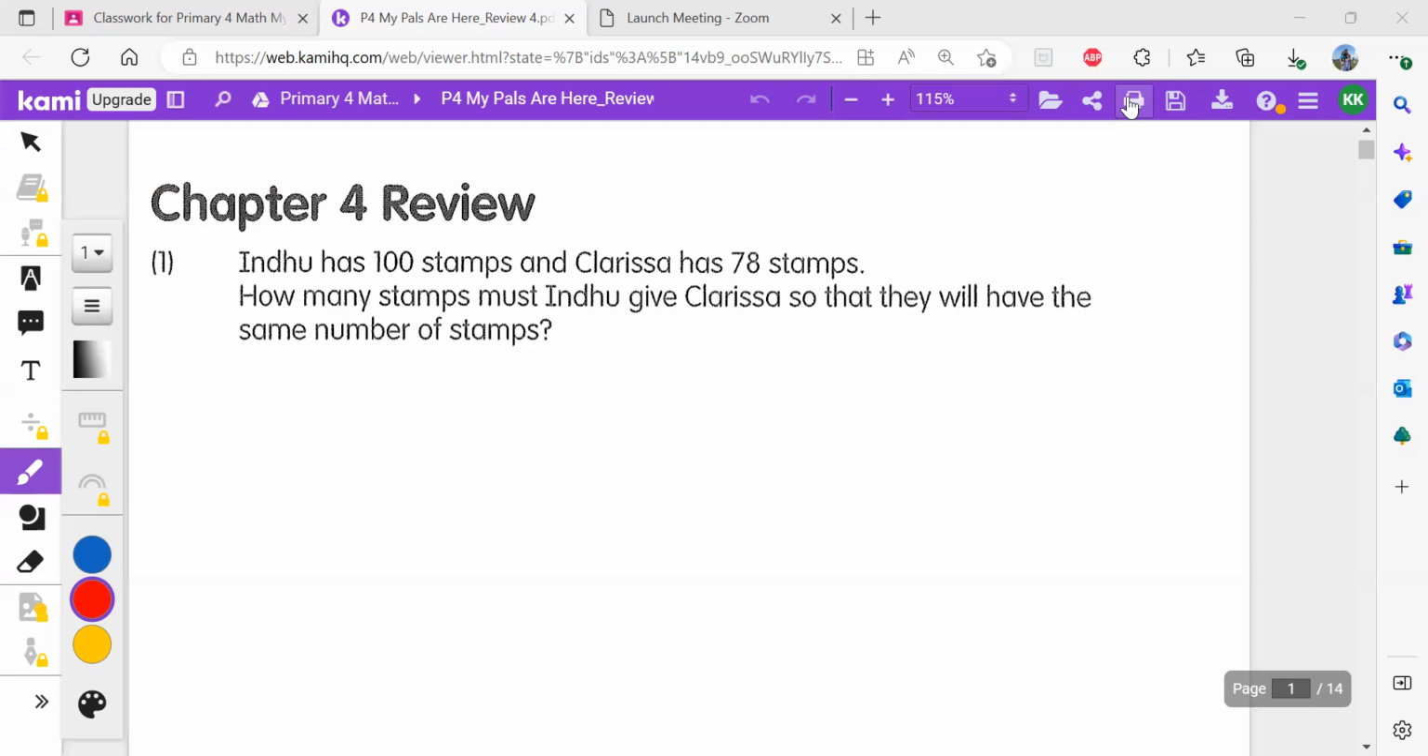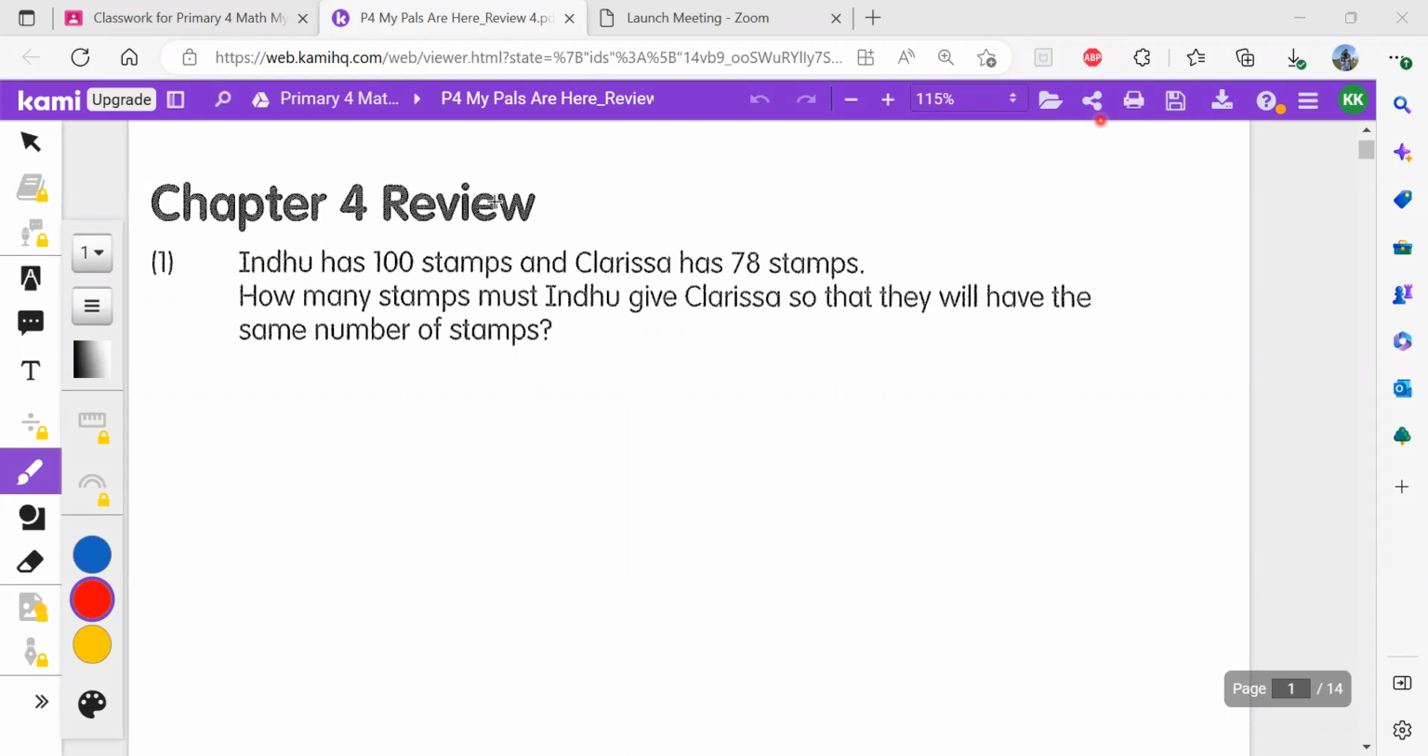Okay, so first of all, let's read the question. Right, Indu has 100 stamps. Clarissa has 78 stamps. Right, how many stamps must Indu give to Clarissa so that they will have the same number of stamps? Now, to do this question, the first thing is this is a word problem, right? We want to turn this word problem into a picture problem. Now, a picture problem is far easier to solve than a word problem. All right, so how do we turn this into a picture problem?